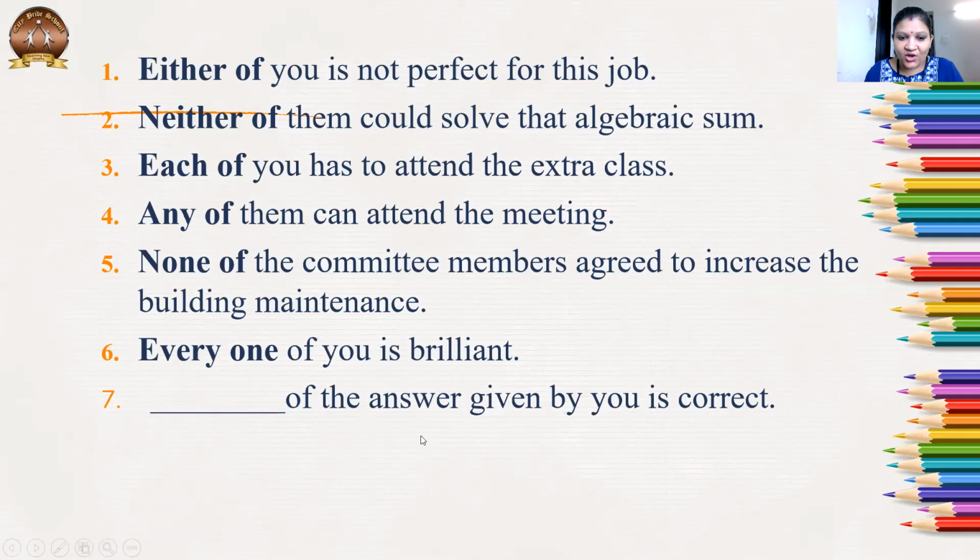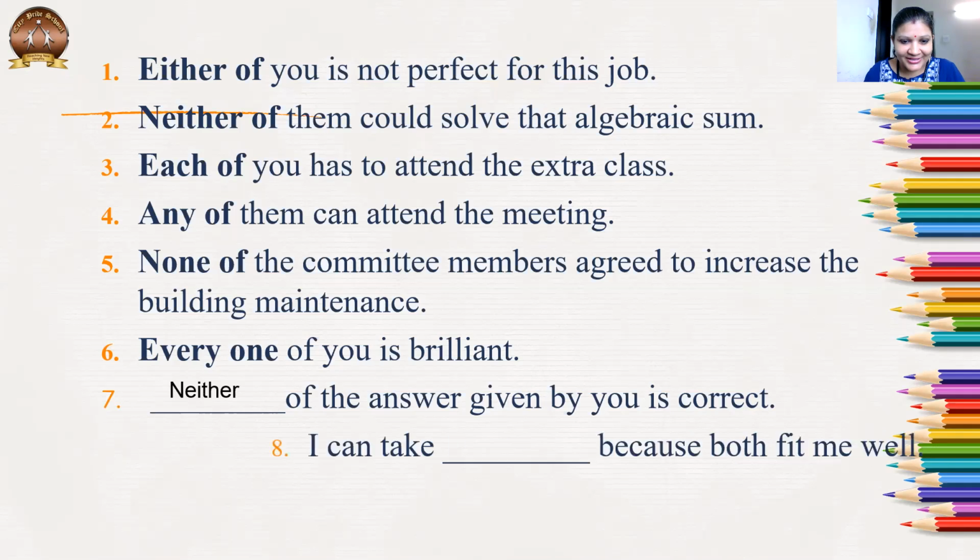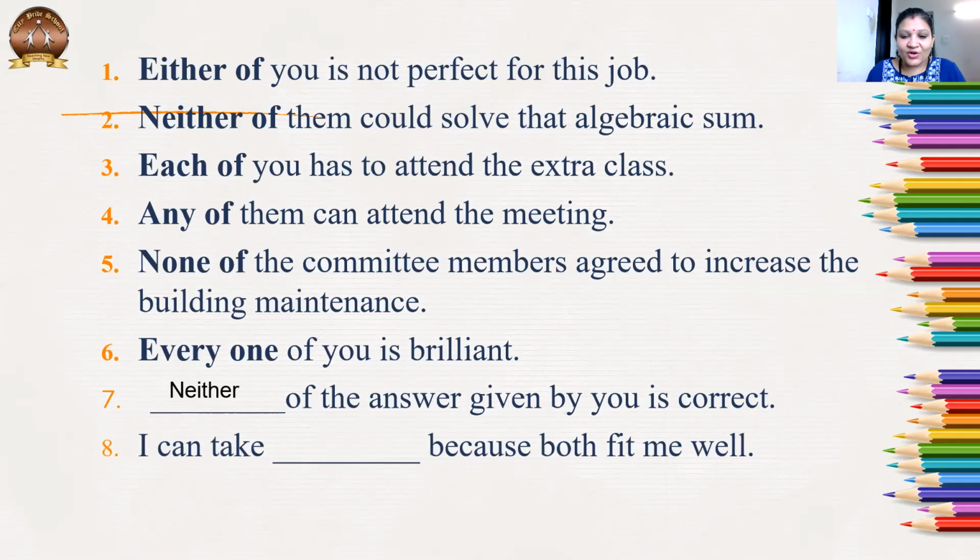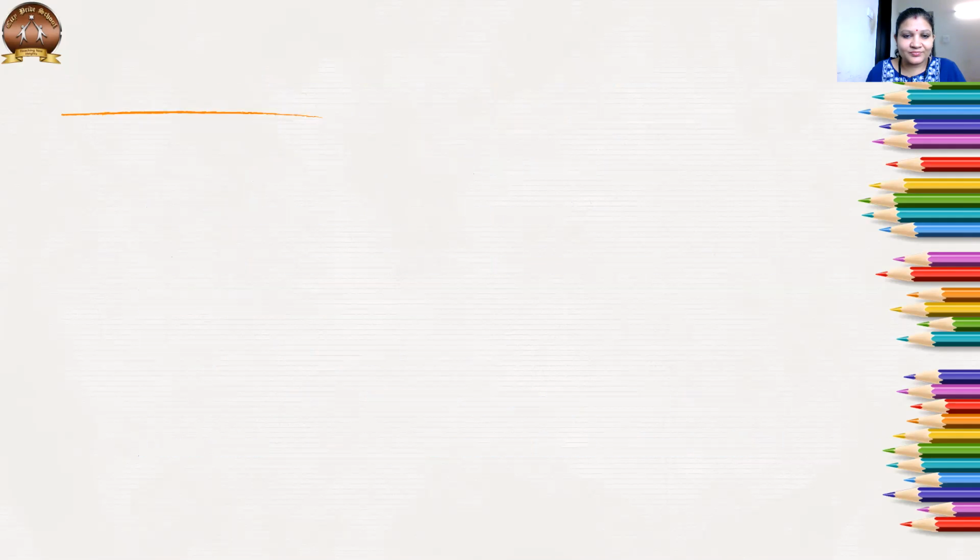Of the answers given by you is correct. Chalo, pause the video, write your answer, and then check. What's the answer? Neither. Neither of the answers given by you is correct. I can take either, because both fit me well. What's the answer here? Either. So there are two dresses and I can take both of them because they both fit me well. So that was your distributive pronoun.